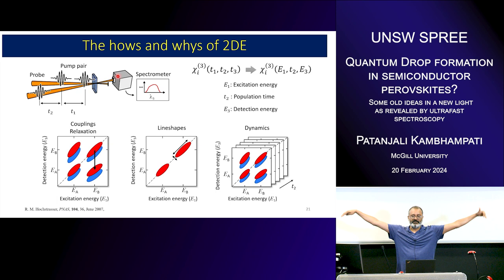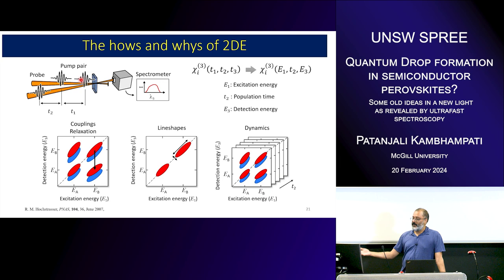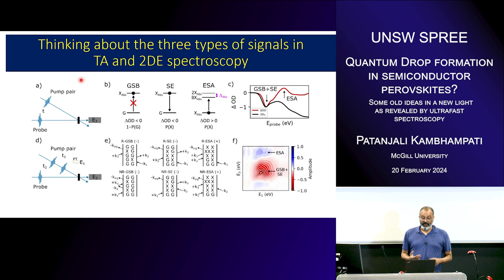The excitation axis comes in from a pump pulse, which is an electric field, and a second pump pulse, an electric field, which are phase coherent. And by maintaining the phase coherent time delay and Fourier transforming it, you get the excitation spectrum. So now you get an excitation spectrum and the detection spectrum, which is something you're unable to do in 1D spectroscopy.